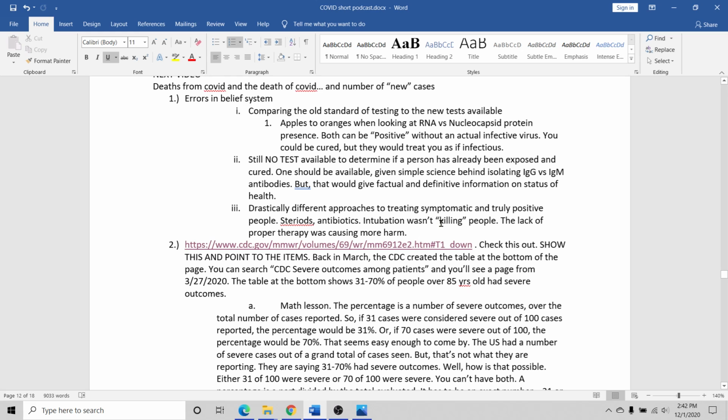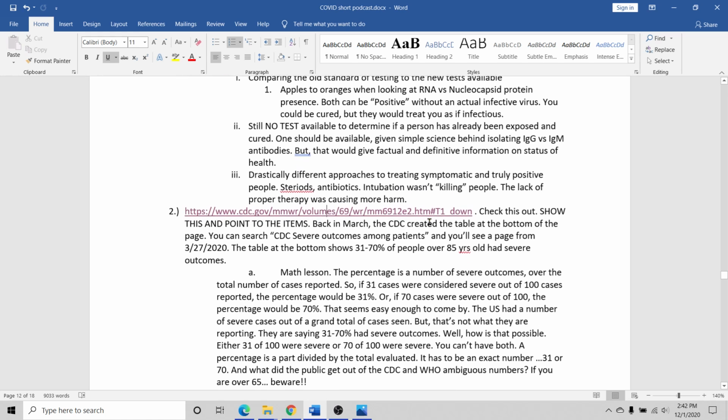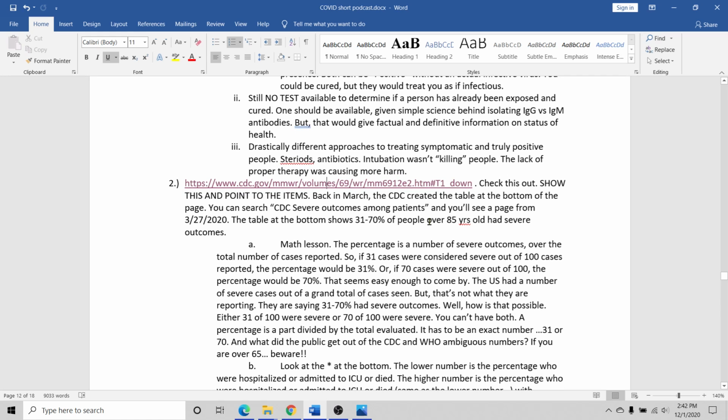The intubation wasn't killing people. The tube itself is sterile. It was the crap in the airways and the profound inflammation that was causing these issues inside of patients. And so the intubation wasn't actually killing people. It was the lack of therapy that was causing them more harm. I'm sorry if that hurts anybody's feelings, but it kind of is the way the facts are laid out for you.